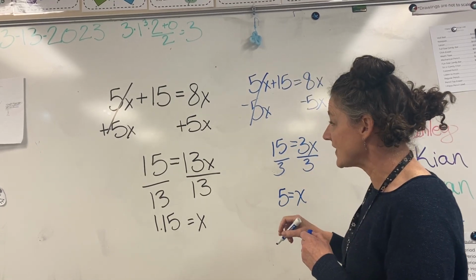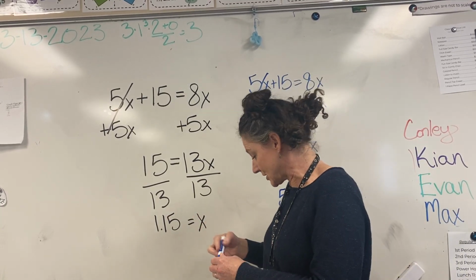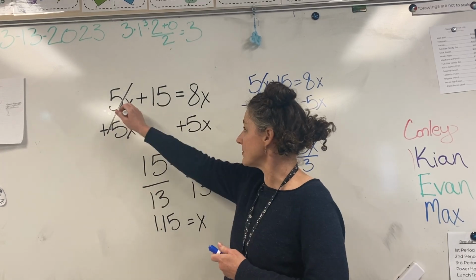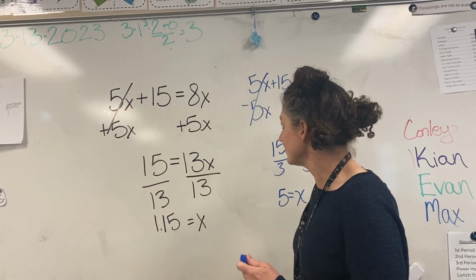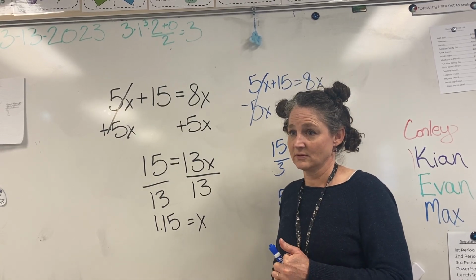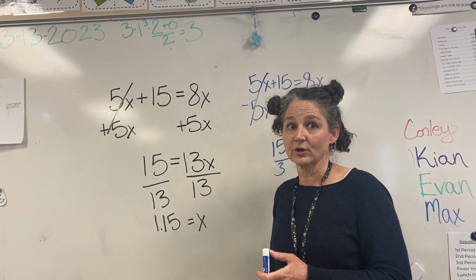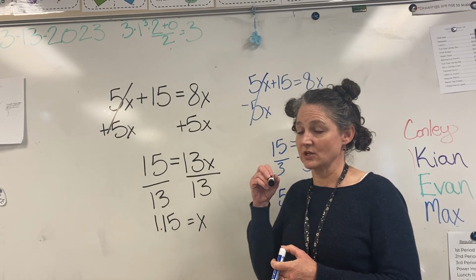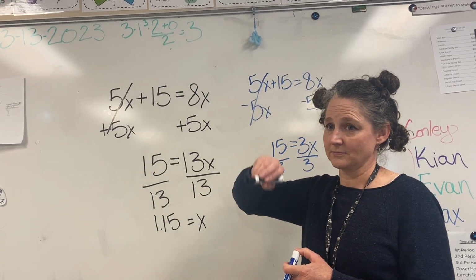Now, an interesting thing, though: if you take this wrong answer and you substitute it back in, 5 times 1.15 plus 15 does not equal 8 times 1.15. So it won't work, right? So you can always double check your answers by substituting them back in.